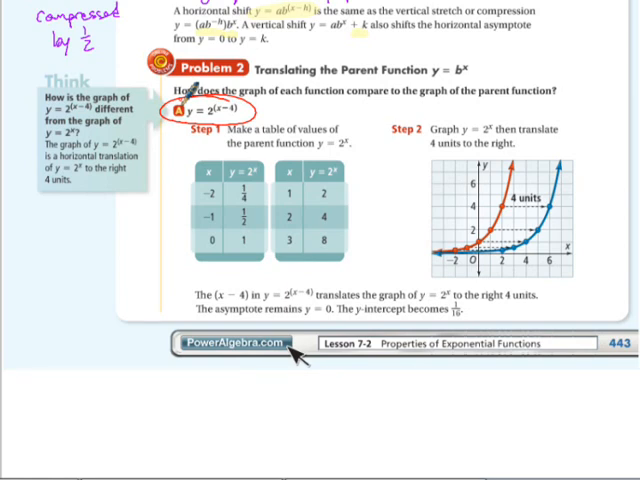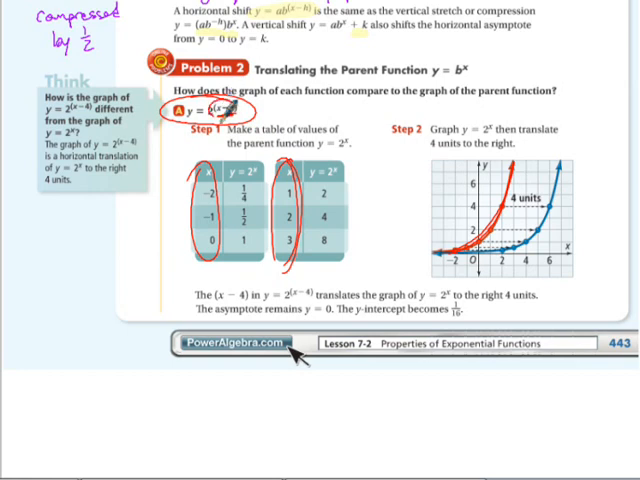So we make a table of values. You just pick some numbers, put them in for x, pick some more numbers, get some numbers out, and we look at it and see, oh, okay, it's the parent function y equals 2 to the x, that's this red one right here, but everything has been shifted 4 units to the right. Okay? Really no big deal.